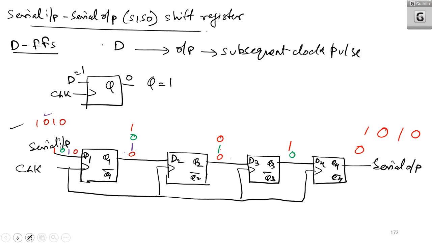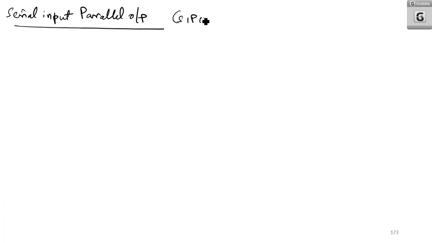Next one is, the only difference is we are taking the outputs in parallel. Operation is pretty much similar, but instead of taking the serial outputs, we are taking bit by bit outputs separately. So next one is serial input, parallel output shift registers. That is SIPO. Serial input, parallel output shift registers.